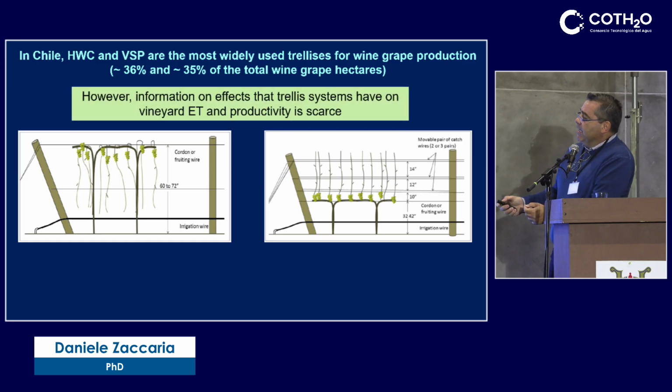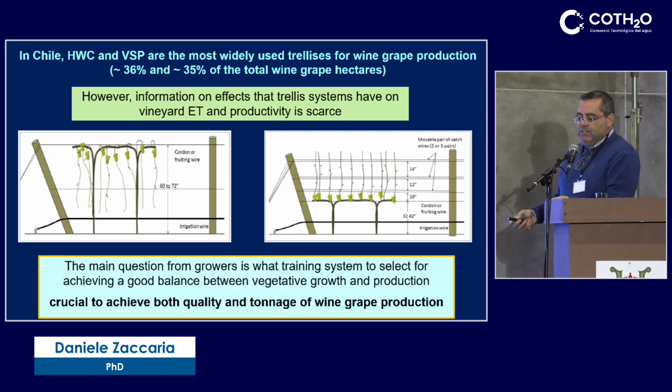In Chile, when we started this, I would say 36 and 35% were planted in VSP and high wire cordon, but there was not really information on how much water it takes for one or the other, and how much the production is with a similar amount of water. So we call it water productivity, and it's the amount of grapes that you produce per unit of water evapotranspired.